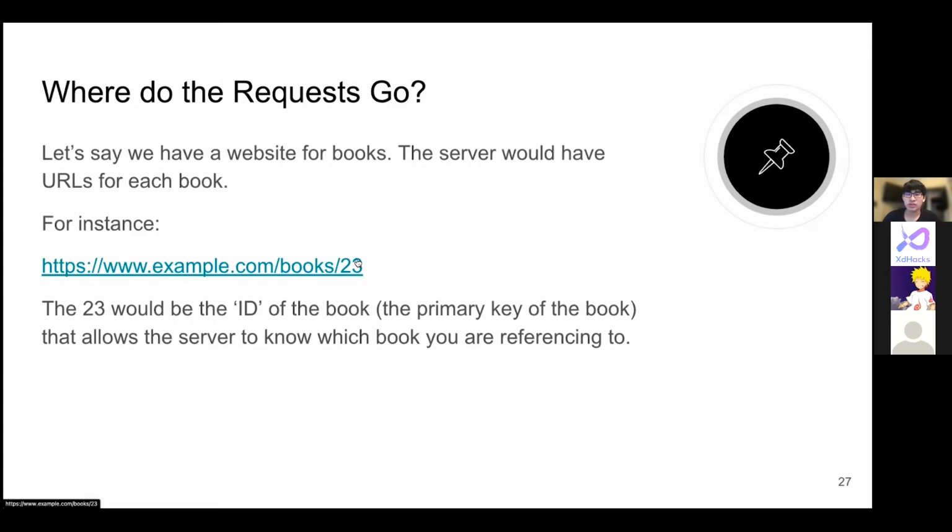So basically the server would accept a URL with a parameter that feeds into a function. In this case, 23 is the parameter that you feed into a function. The server would look at the parameter and do a query in the database to see if a book with that ID, or primary key, exists. I'm using the terms ID and primary key interchangeably here, and I don't know if there's a real big difference, but yeah. And if the book doesn't exist, the server would respond with a 404.